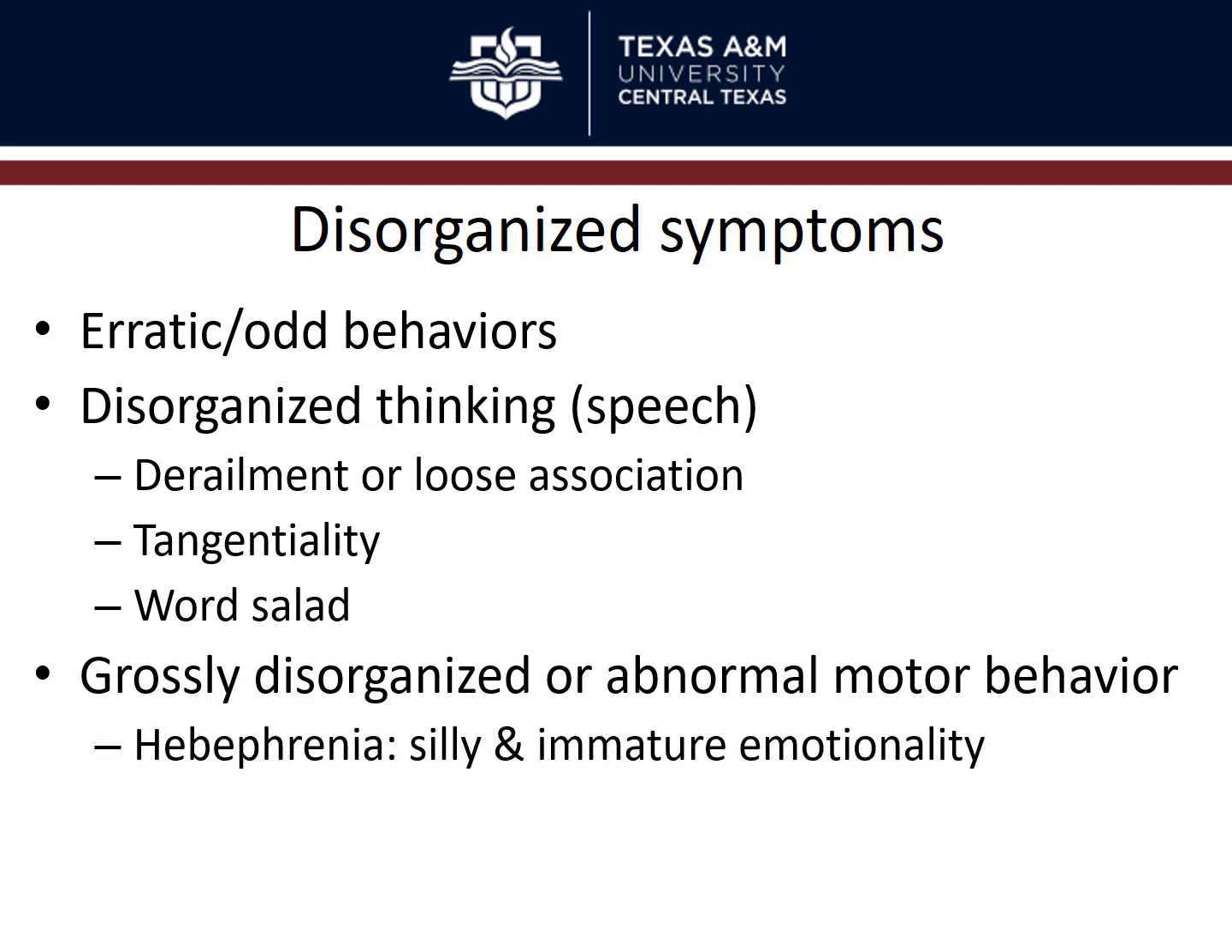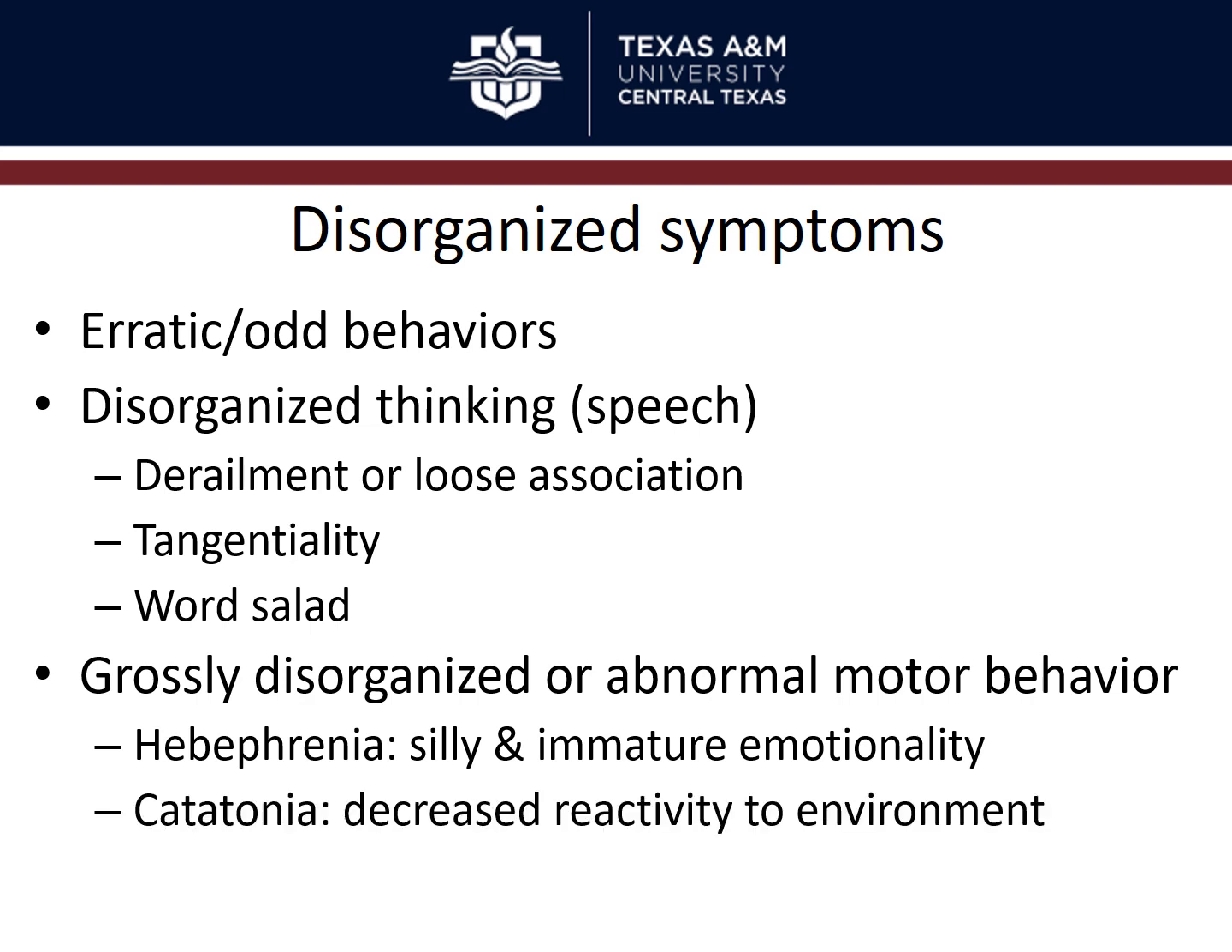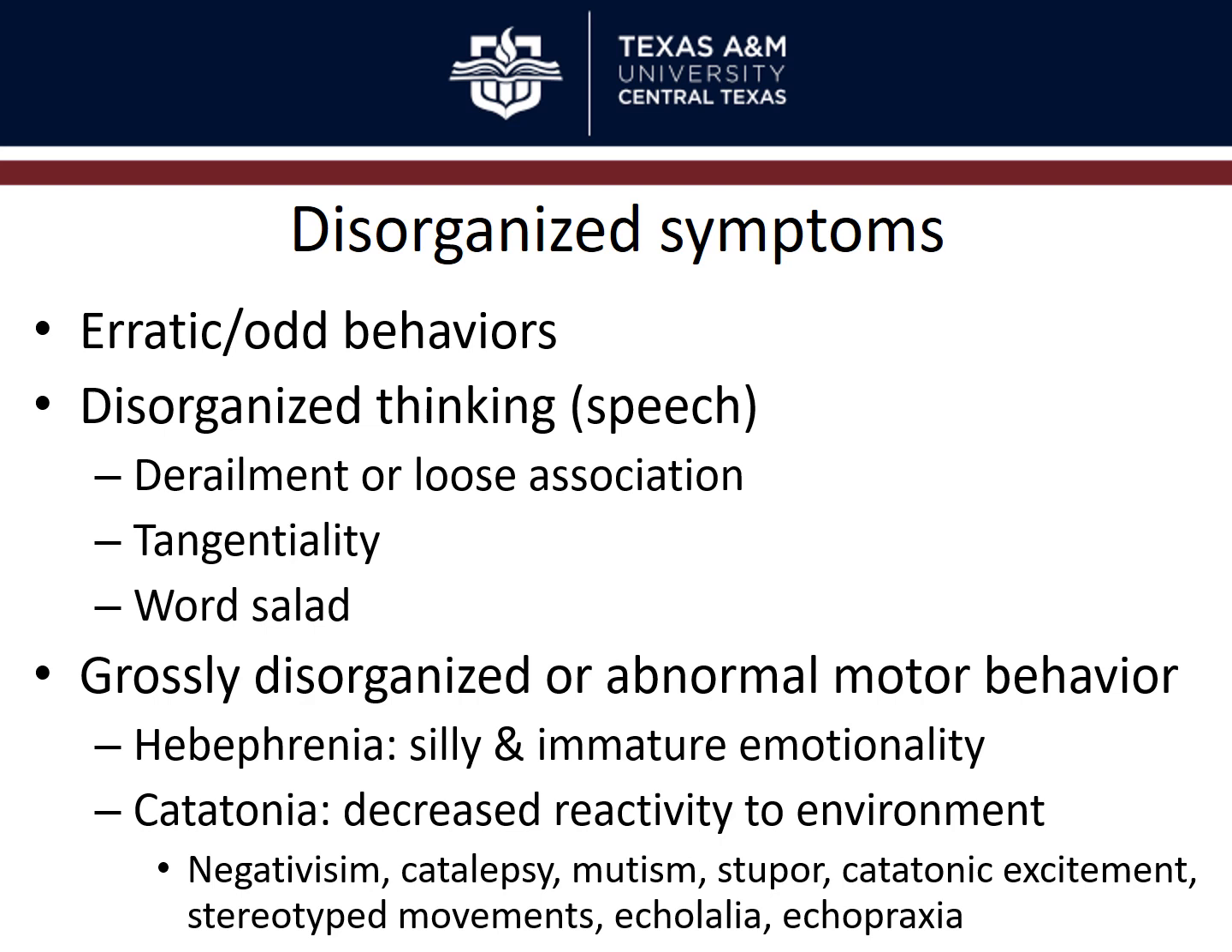One being what used to be referred to as hebephrenia, so silly and immature emotionality, so kind of giggling, again, seeming immature, childlike, you know, for an adult. And then catatonia, which is a decreased reactivity to the environment, can manifest in a variety of ways. One being negativism, right? Which is where you have a resistance to instructions, where you tell someone, hey, come here. And they don't come here, put that down, and they don't put it down. Overlaps a bit, hopefully you recognize, with avolition, but it seems to be a motor behavior too.